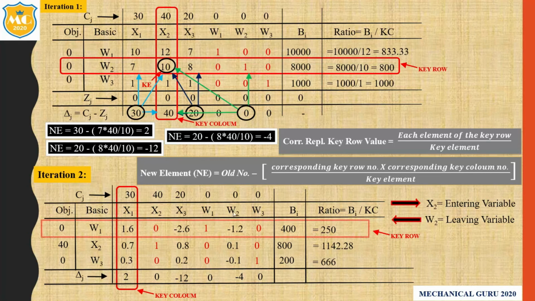And this is our key element, where the key column and key row intersect. So here iteration 2 is completed. Now we have to go for iteration 3. In iteration 3 you have to refer to this table, that is iteration 2. Now forget iteration 1.